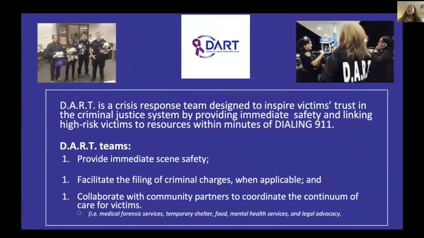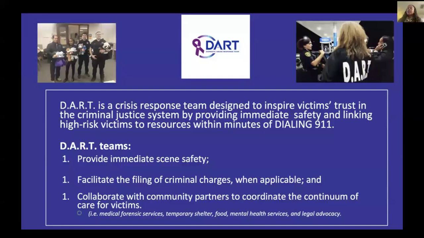So one of the things that we did in Harris County and that we still do now is we have a team called the Domestic Abuse Response Team. It's called DART. And DART started in Los Angeles, California. And I got the idea from them. We changed it and we added a forensic medical component to it. But what it is, is a crisis response team that inspires victims' trust in the criminal justice system by providing immediate safety and linking high-risk victims to responses within minutes of them dialing 911.